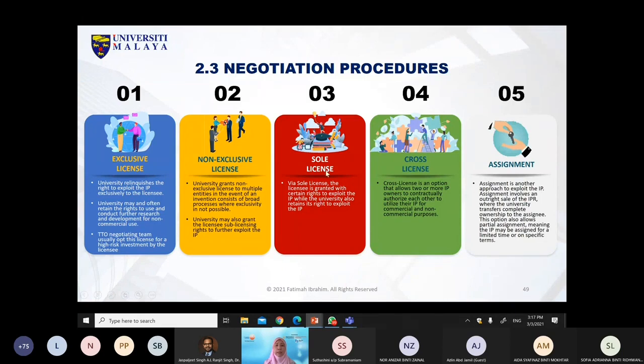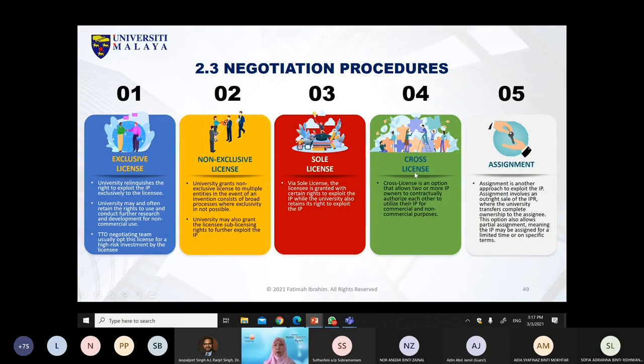And sole license means that you give to one company, but the license is granted with certain rights, so you yourself, your university, still have the right to explore the IP, while the university also has the right to explore the IP. And cross license.